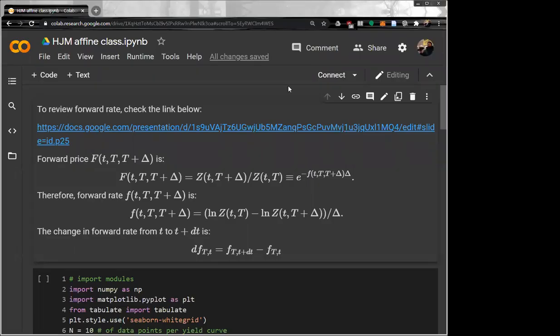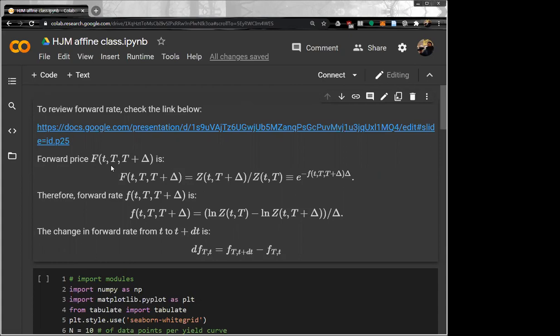Let me briefly review what we learned last week. First, forward rate, small t, big T, T plus delta T. The meaning of this forward rate is the value of $1 at time big T. No, actually, sorry. It is the value of a contract.